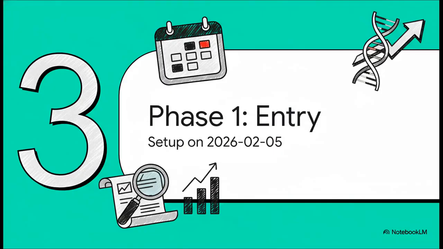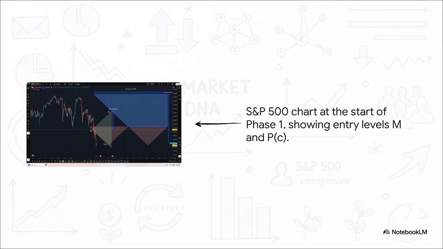Phase 1, entry and planning. This is the initial setup, the blueprint, if you will. For the record, this was all laid out on February 5th, 2026. So here's what the chart looked like right at the start of Phase 1. You can see these geometric shapes laid right over the price action, specifically what the model calls triangle 3 and the larger trapezoid. And right there, within that structure, the system flagged 2 potential entry points, labeled M and PC.